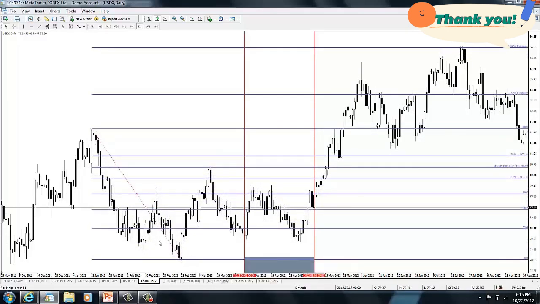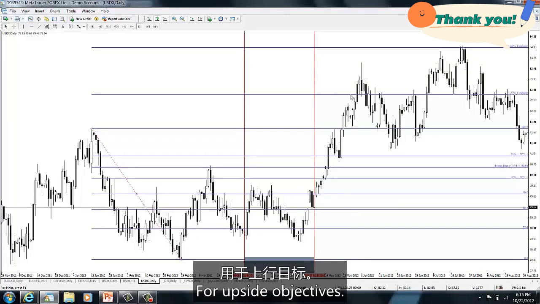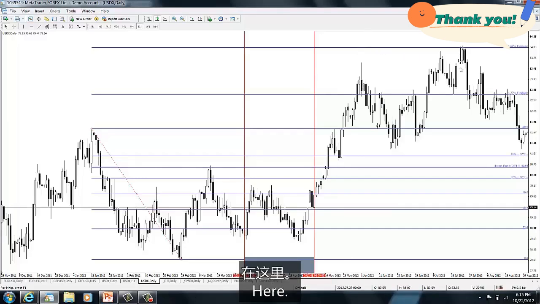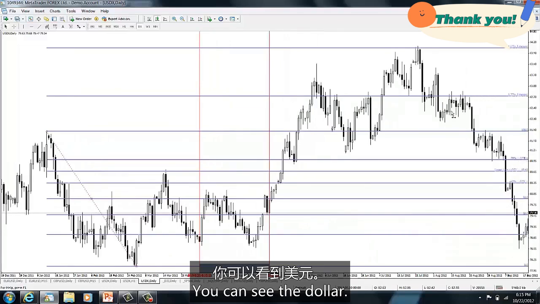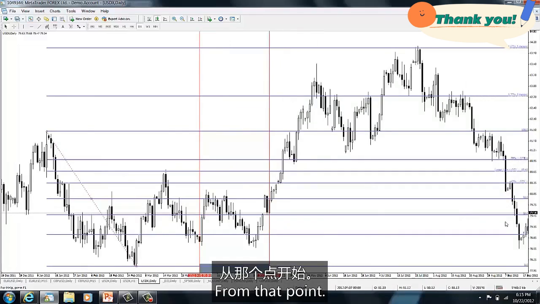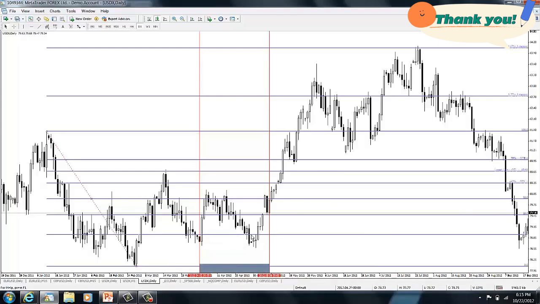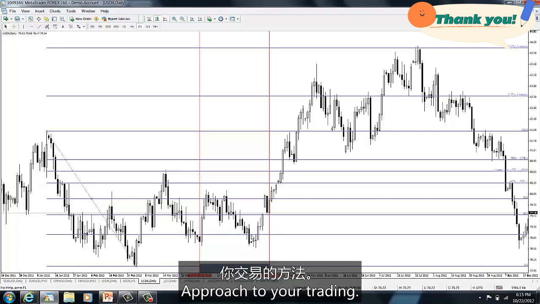Okay, so we have this high down to this low, and we will be looking for the 127 extension for upside objectives here, and the 162 extension, which nails the high here. And moving forward, you can see the dollar had slipped off precipitously from that point. Now you can see hopefully here the value of using a higher macro view analysis approach to your trading.